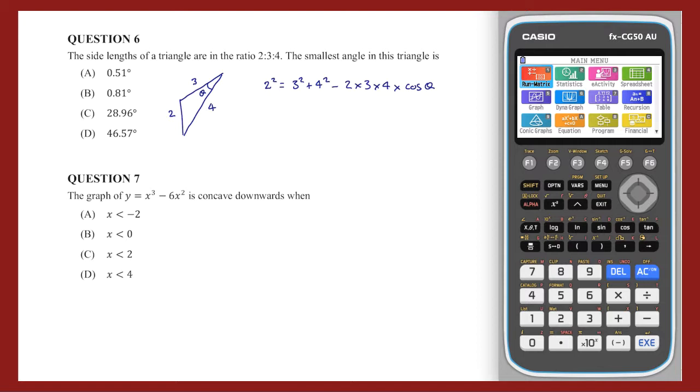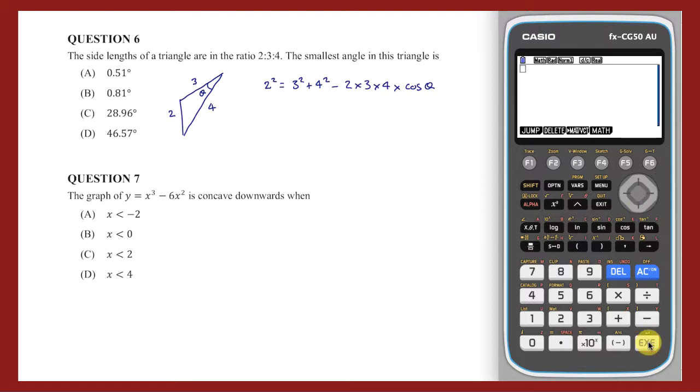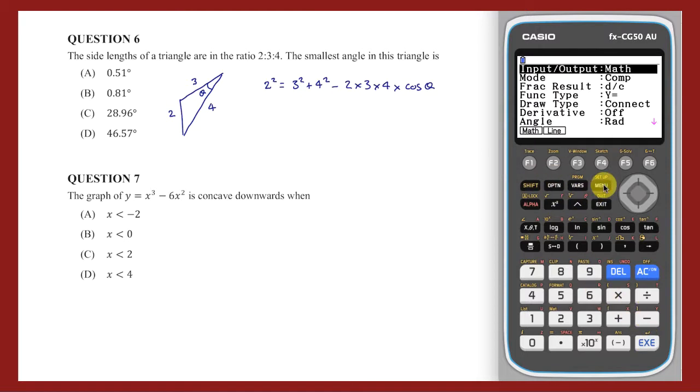This equation can be rearranged, and we can use the Run Matrix app of our Casio CG50AU to find theta. Before performing this calculation, we will need to change our angle measure to degrees, as the Casio's default measure is radians, and the answer we're looking for is in degrees. Do this by pressing Shift and the menu key to open the settings. Arrow down to Angle and press F1 to select degrees, then press Execute.